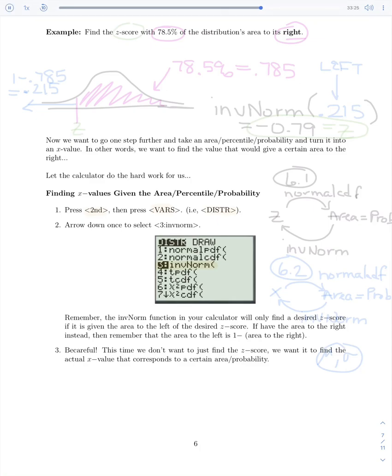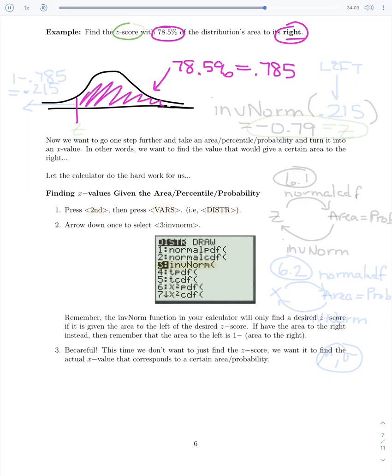Let's do one last problem here. We want to again find a z-score, but this time they tell us our percentage or our probability is going to be to the right of our value. So I can still draw my curve. Doesn't have to be perfect. And what we're going to draw in is it's going to be somewhere down here because I want all of this area on the right to be 78.5%. Or remember, another way of saying that as a decimal is 0.785.